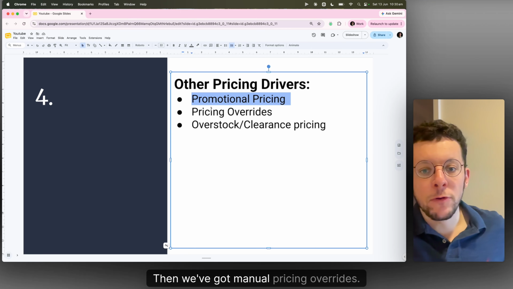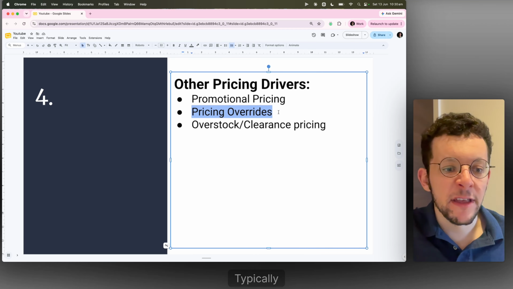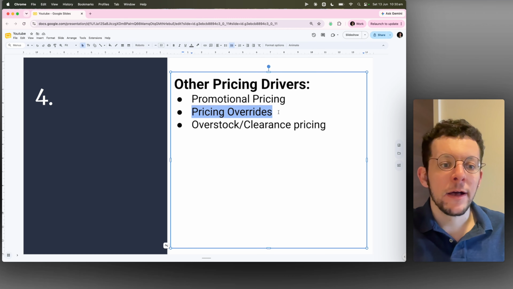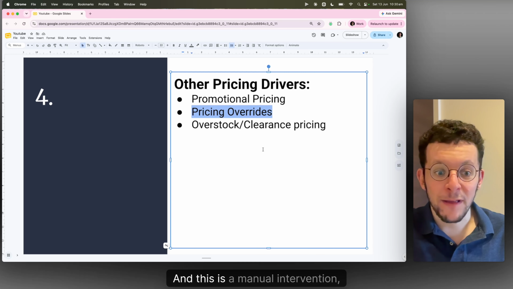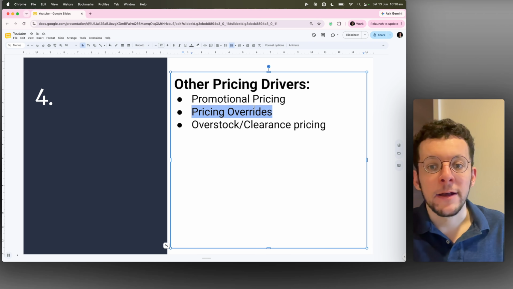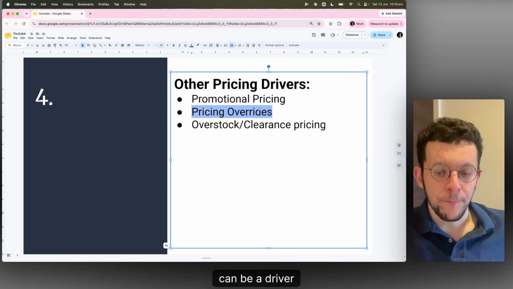Then we've got manual pricing overrides. These are usually done by your vendor manager. Typically, these aren't very common, just because Amazon prefers to automate literally everything, and this is a manual intervention. So yeah, very uncommon, but it can be a driver.